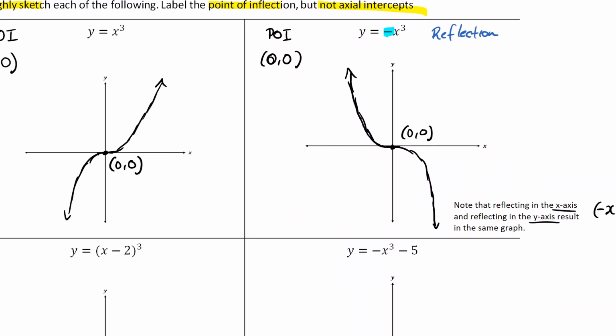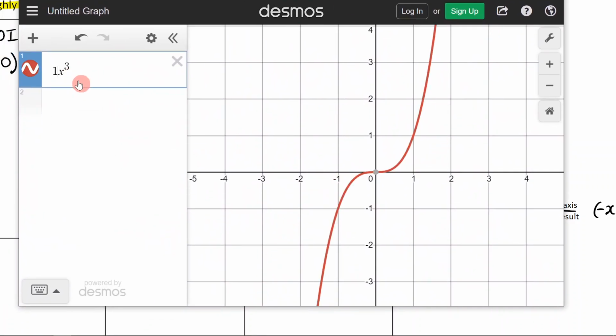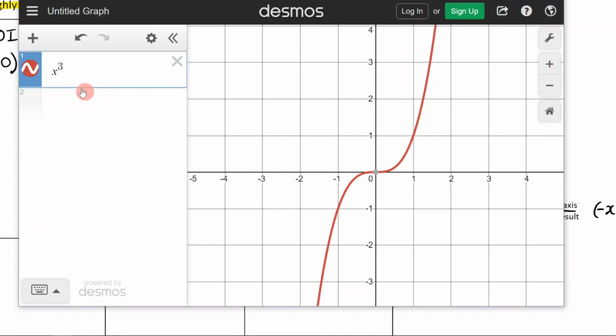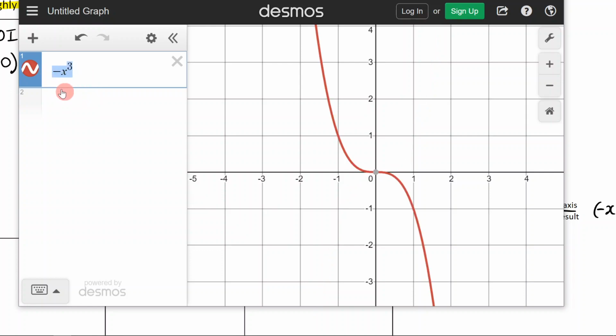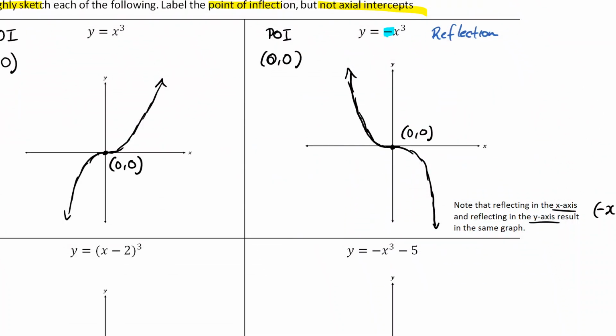And again, let me just bring up Desmos and give you a look about what's going on here. So here it is. If I was to put a negative here, it flips. So too, hopefully you can appreciate that it makes no difference if I was to put the negative inside the brackets like this. It doesn't make a difference. There we go. So as you can see, that is the same as that. They're the same. So reflecting in the X, reflecting in the Y, it's the same graph here. All right, let's keep on moving now.